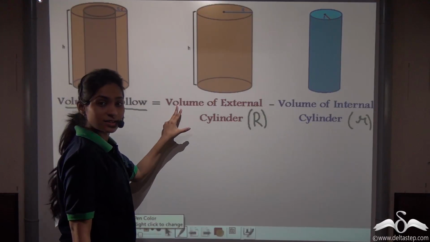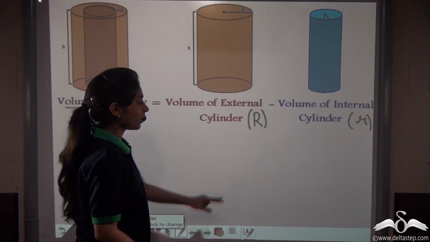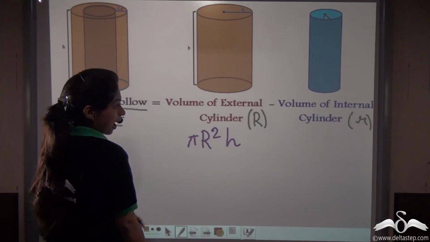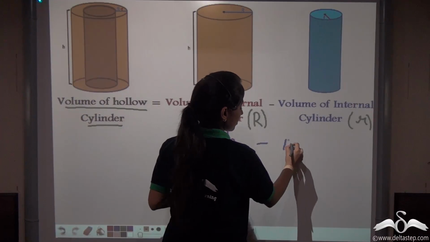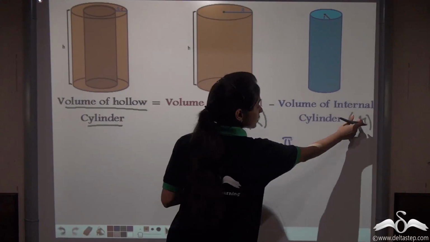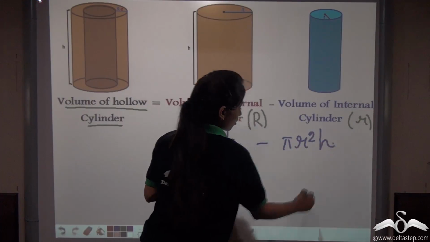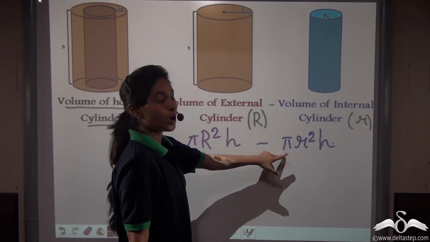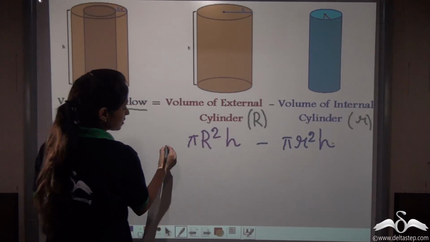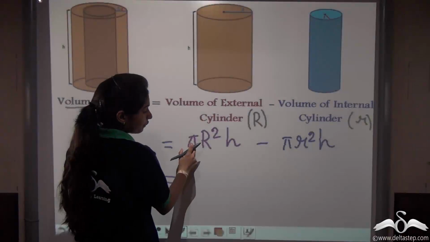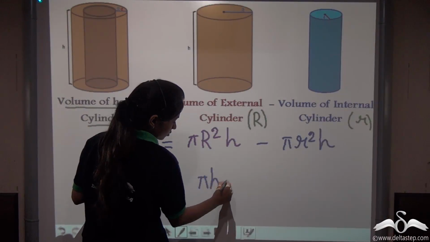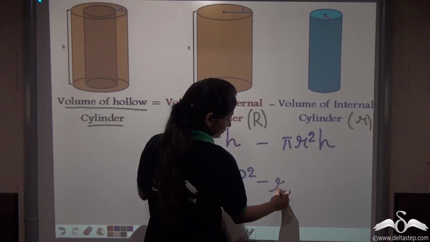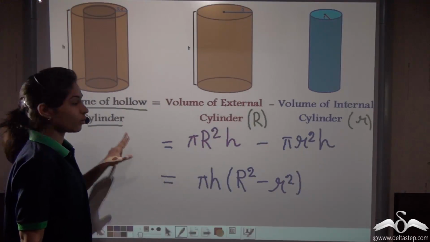So what is the volume of the external cylinder with the radius as capital R? It is pi r square h. And what is the volume of internal cylinder? It will be same, pi r square h, but the r will be small r. So if we take out the volume of the external cylinder and subtract the volume of internal cylinder from it, we will get the volume of this hollow cylinder. So let's simplify it. Let us take pi and h common. So we get inside as capital R square minus small r square. So this is how we will get the volume of this hollow cylinder.